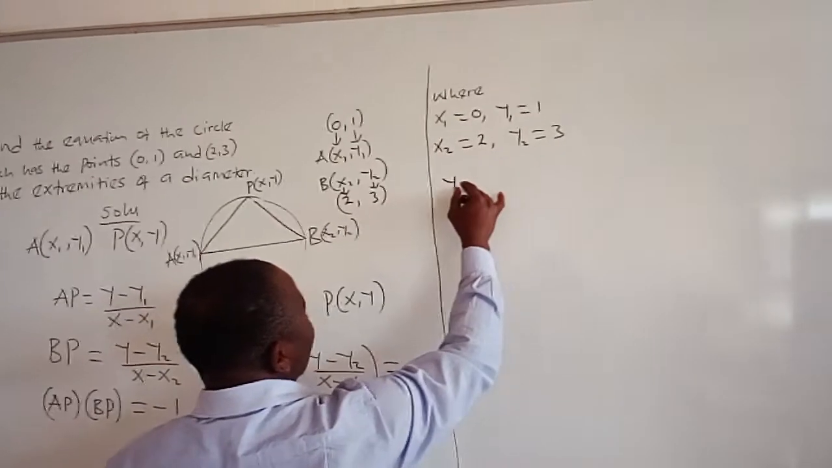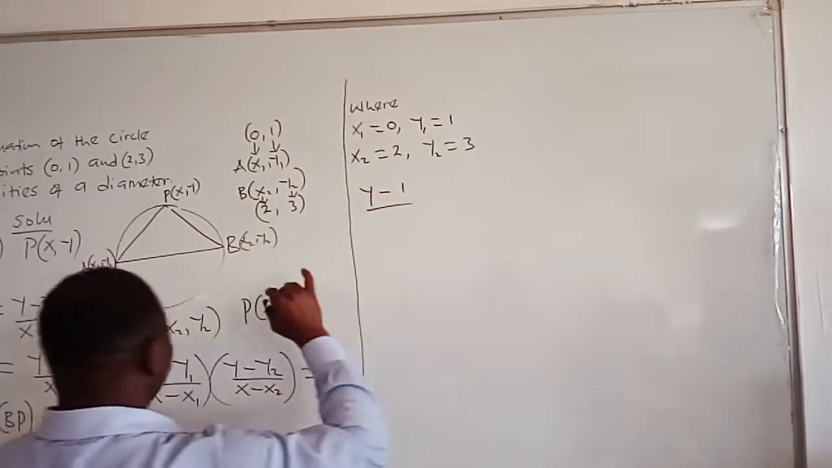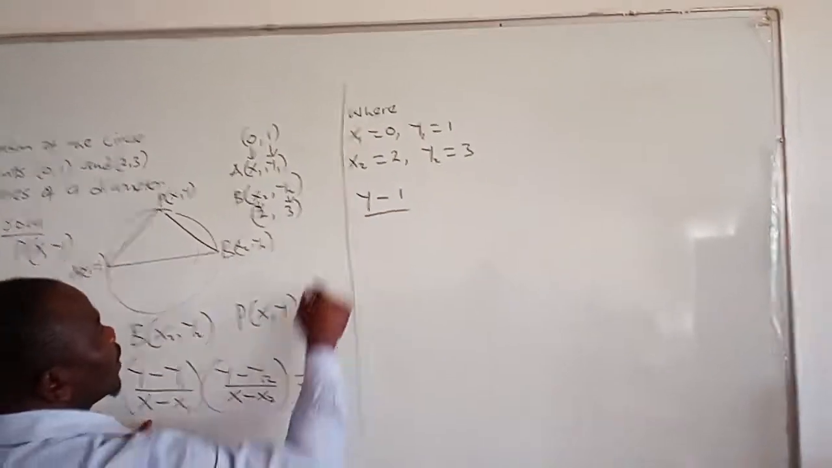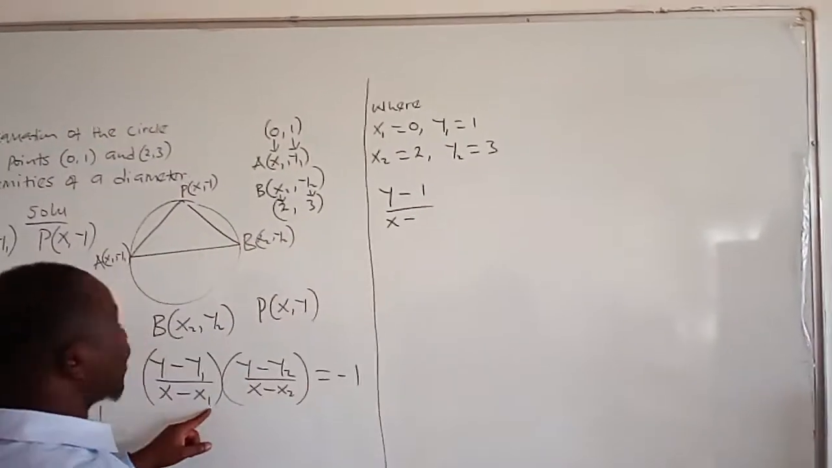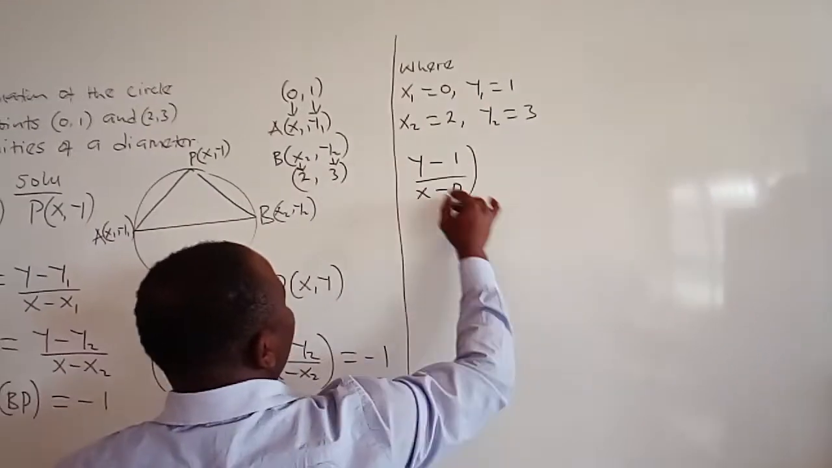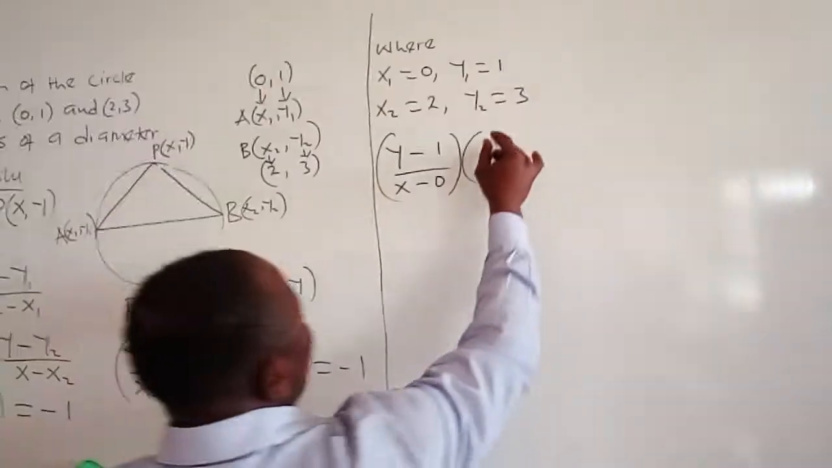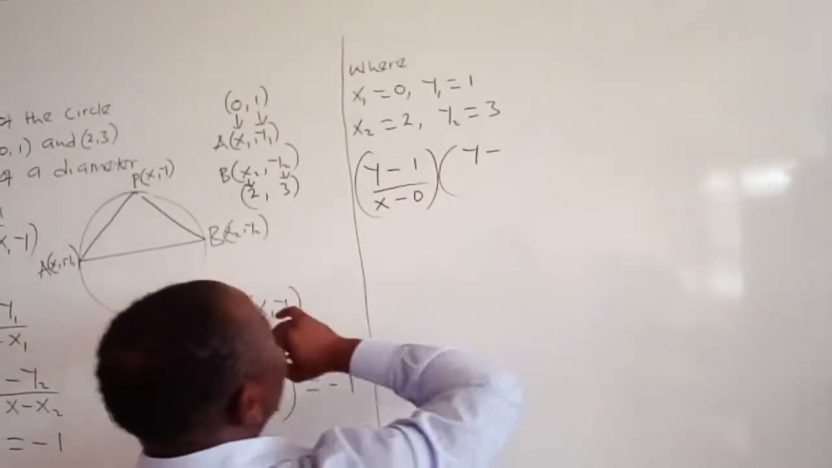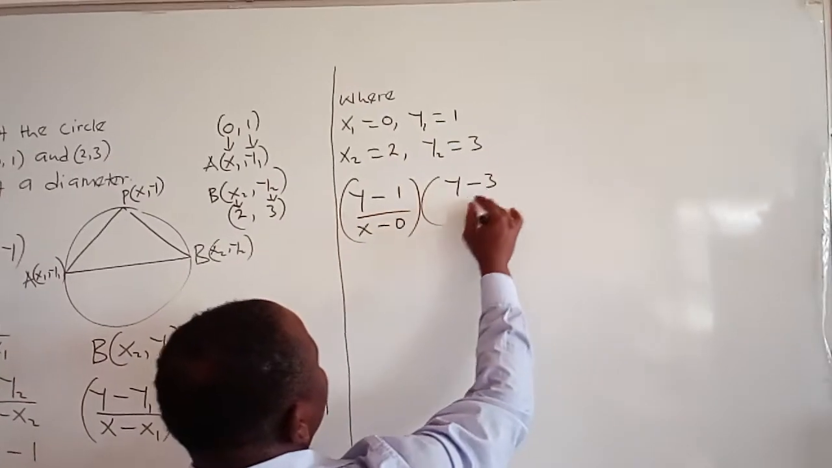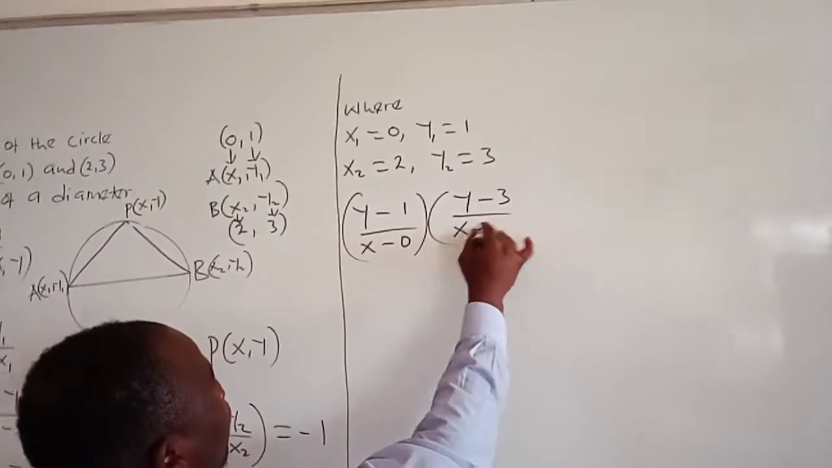Okay, let's write. We have y minus y1. Our y1 is what? 1. All over x minus x1. Our x1 is what? 0. All in bracket. Open bracket, our y minus y2. Our y2 is what? 3. All over x minus x2.